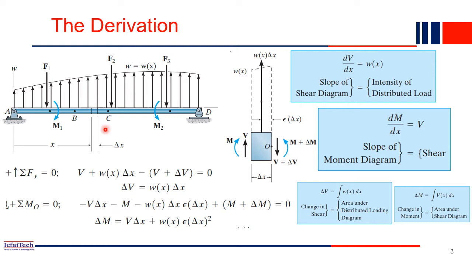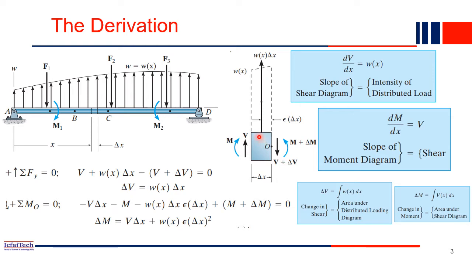Now let's derive our equation. To derive the equation, let's take a small section at a distance of x from the left-hand support. The section we have taken has length delta x at a distance of x. Above this there is no concentrated force acting, only UDL is acting above this point delta x. So we have taken a small section of length delta x from the entire original beam and drawn the free body diagram, this one.